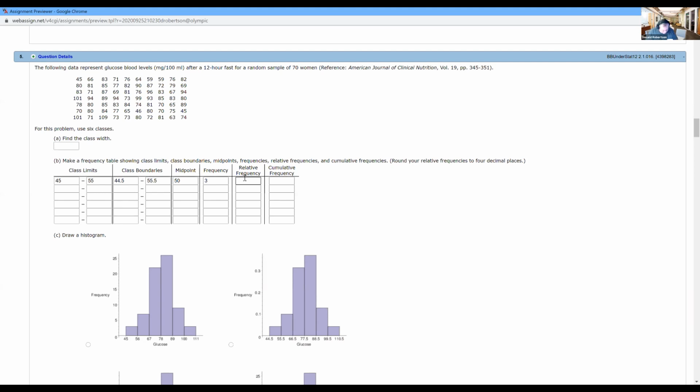Right. So on my calculator, I'm doing 3 divided by 70, and I'm rounding this off. Did they mention anything about accuracy here? Oh, shoot. They do. 4 decimal places. Okay, you want 4, you're getting 4.